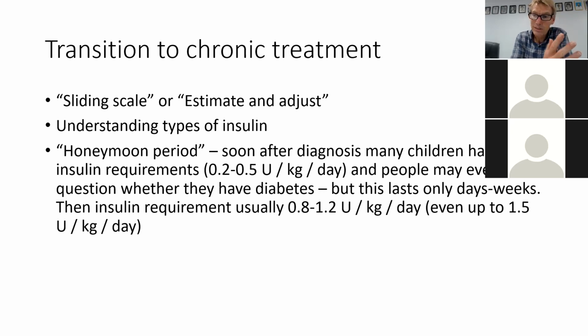It's important to have an understanding of the types of insulin that the child will be on. Up until now, for DKA, we've been using Actrapid, which is a rapid onset insulin, and it has a fairly short half-life. But the types of insulin that children will need ongoing have mixtures of short-acting and intermediate-acting insulin.